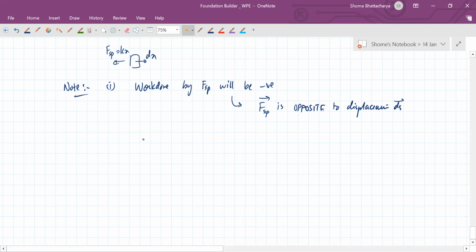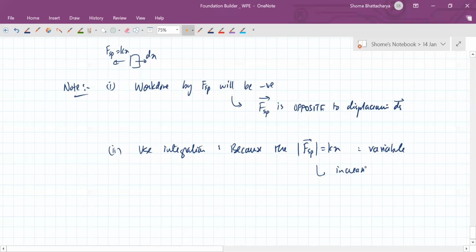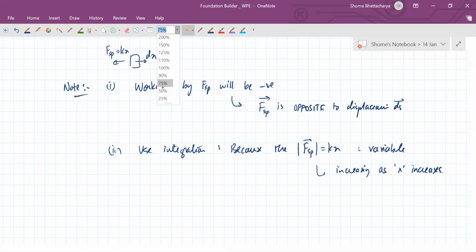Okay. And secondly, we will have to use integration, because the magnitude of the spring force is variable. In fact, it's an increasing force as x increases, the extension of the spring. So we'll have to use integration. Okay. So let's see the implementation of this now.